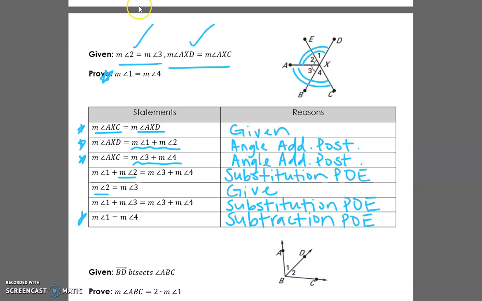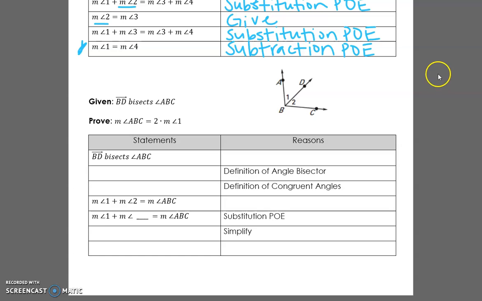Let's take a look at the next example. All right, so for this one, they're saying that ray BD bisects angle ABC. Okay, so those two angles must be congruent. Now they're wanting us to conclude that the measure of angle ABC must be equal to the measure of angle 1 times 2. So if we double angle 1, it should be equal to the whole angle. Really, this makes sense. It's pretty intuitive because this is being bisected or cut in half. So angle 1 and angle 2 are the exact same measure. But let's formally take the time to prove it.